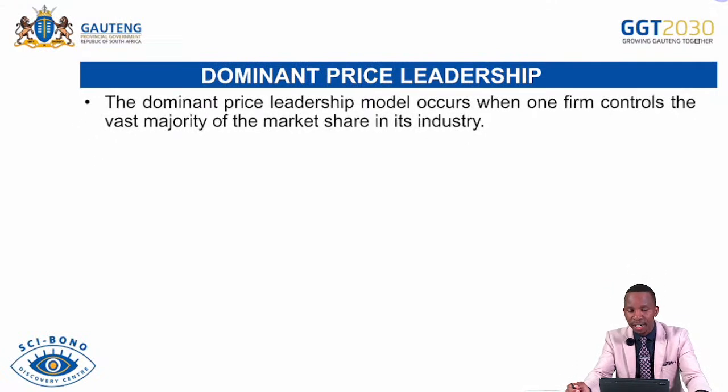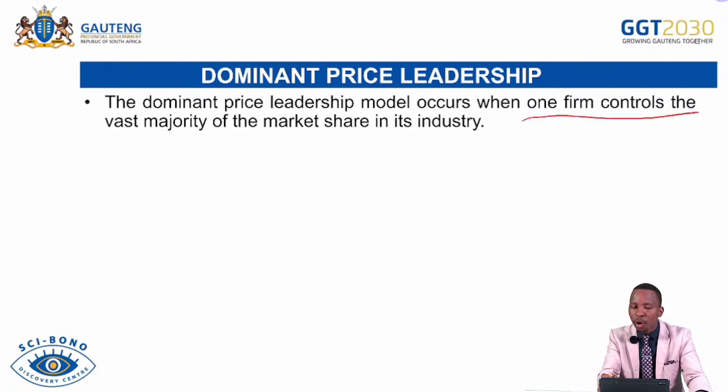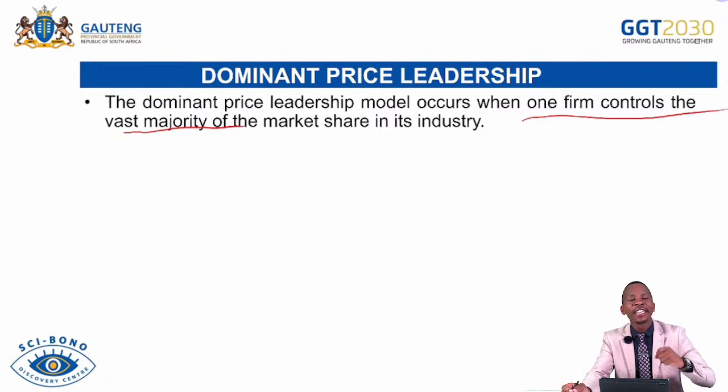And then the dominant price leadership. This one is different again. The dominant price leadership model occurs when one firm controls the vast majority of the market share in the industry. When one firm is dominating the industry more than any other firm, maybe the firm has about 45% market share, that firm is a dominant firm. So that firm will always make decisions for itself, and other firms will always follow the strategy. So in that case, that will be price leadership because of the dominant position of the firm.